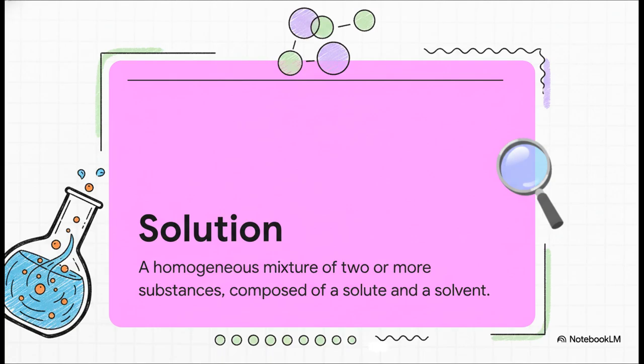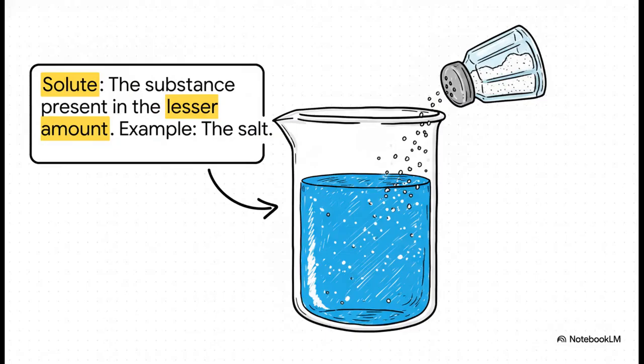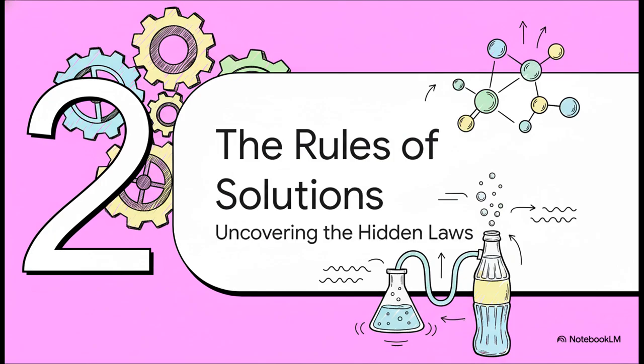And we call these parts two things, the solute and the solvent. And figuring out which is which is actually pretty easy. The solvent is the main event, the one you have the most of, like the water in salt water. The solute is the thing you're adding in a smaller amount, the stuff that disappears, like the salt. So put it this way, the solvent does the dissolving, and the solute is what gets dissolved. Simple as that, right?